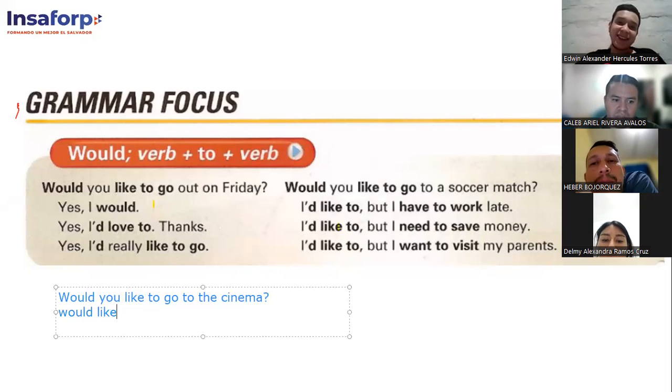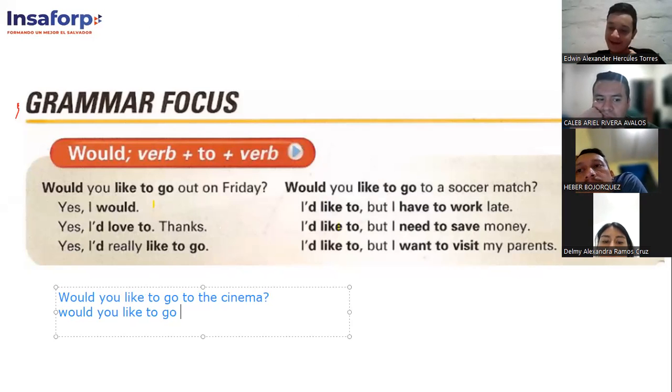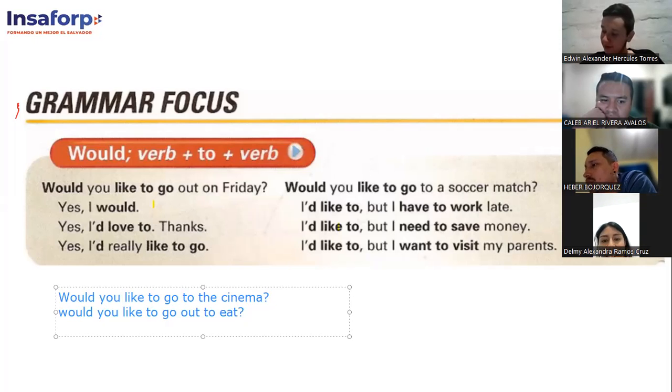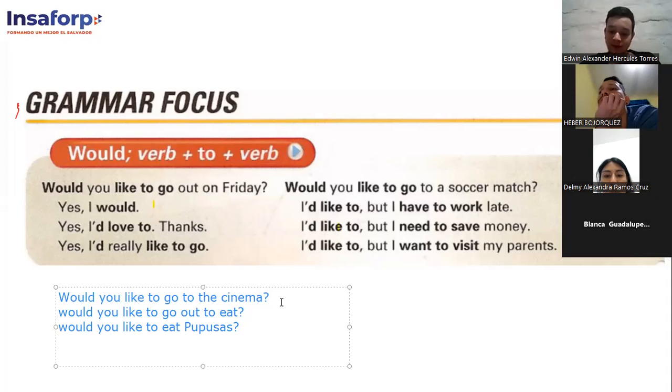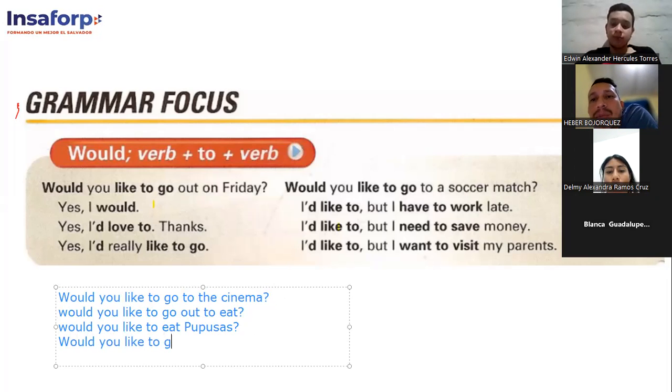Oh, I would love to. Would you like to go to eat pupusa? Of course. Where? Would you like to go to the party? Okay, would you like to eat pupusas? Okay, other invitations. Would you like to go to the party? It depends on the type of party. It depends on the time.